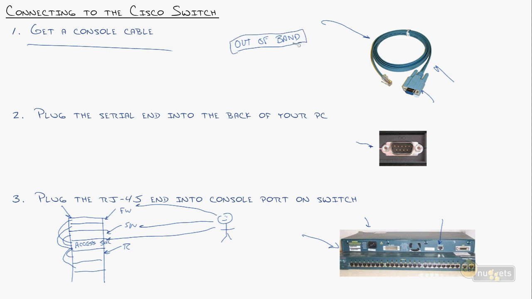So console cables come with every Cisco device. Plug that into the back of your PC. If you're lucky enough to still have a serial port, then you're probably unlucky because you need an upgraded computer. But you can just plug straight in. That's the benefit. Otherwise, you have to set up a USB to serial connection, and then physically plug into the RJ45 end of the console port. Now, most Cisco devices, the console port will be on the back.